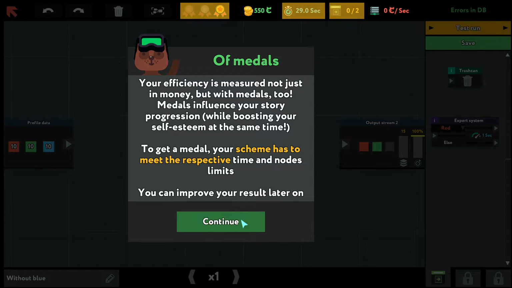Okay, your efficiency is measured not just in money, but with medals too. Medals influence your story progression while boosting your self-esteem at the same time. Yes, that's what medals do. To get a medal, your scheme has to meet the respective time and nodes limits. You can improve your result later on.